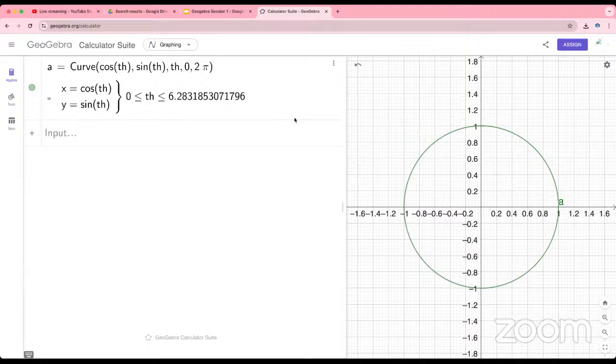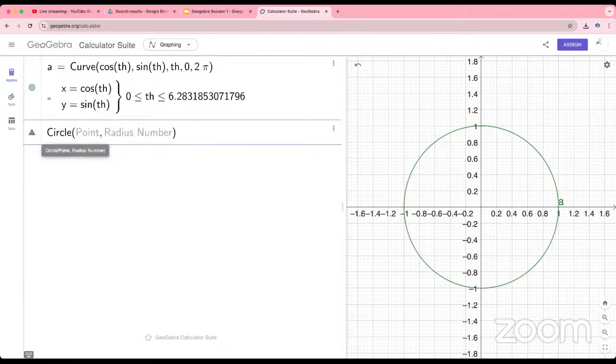Let me once again define my requirement. What I wanted to do is have a circle with its center as (1,0) and the radius as 1.